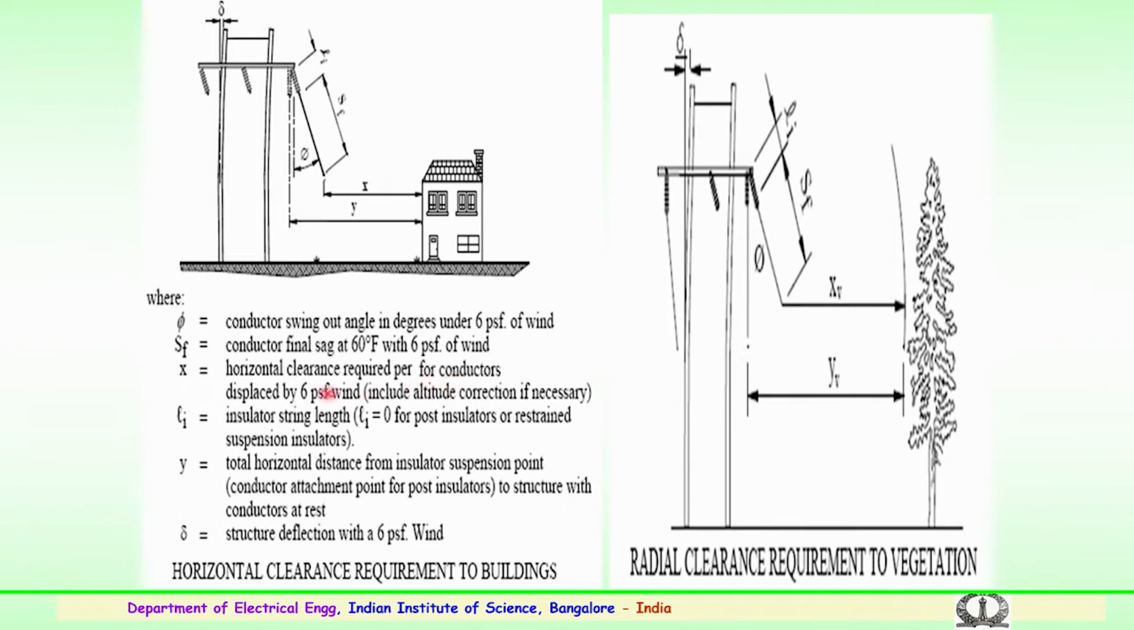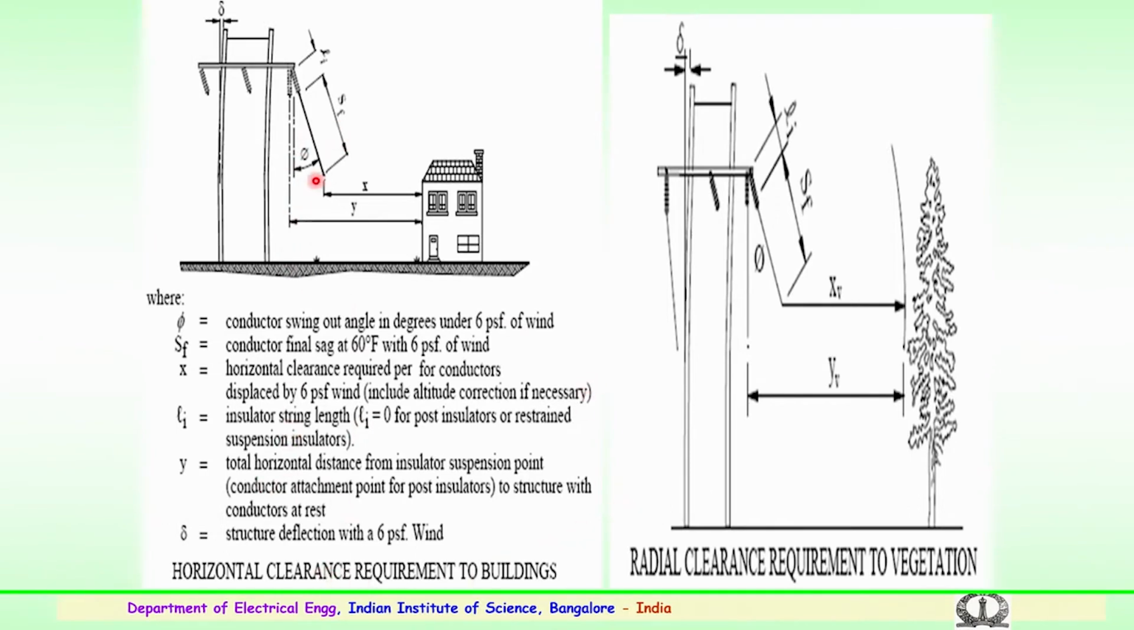for any conductors which are displaced by a wind of 6 pounds per square foot. So, when the wind blows, the minimum clearance to be maintained is x, where x corresponds to 6 pounds per square foot, which includes altitude corrections in some cases. Similarly, y is the actual distance of the insulator string to the constructed house or a residential apartment, which shows the total horizontal distance from the suspension insulator to the structure.